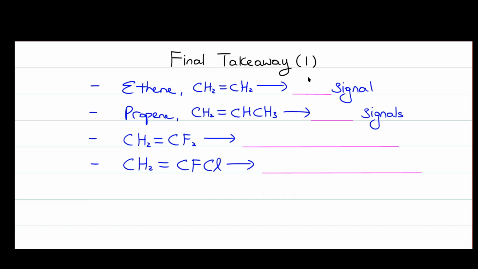Let's do a quick summary on the number of signals associated with each individual example that we have gone through. For ethene, it will display 1 signal. For propene, it will display 4 signals. For CH₂=CF₂ we have equivalent hydrogens. Hence, we should expect 1 signal. For CH₂=CFCl we have non-equivalent hydrogens. Therefore, we should expect 2 signals.